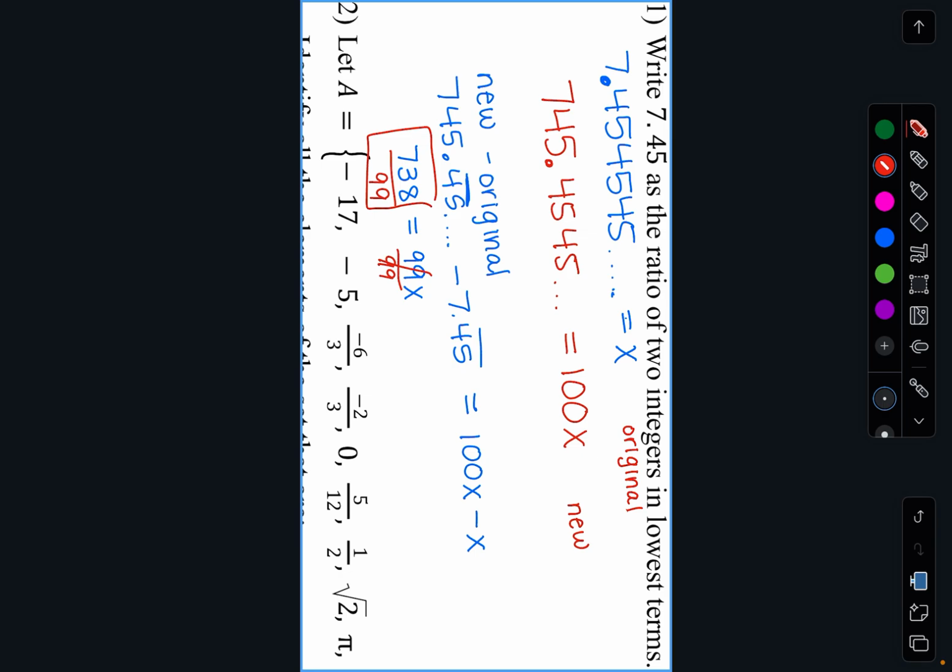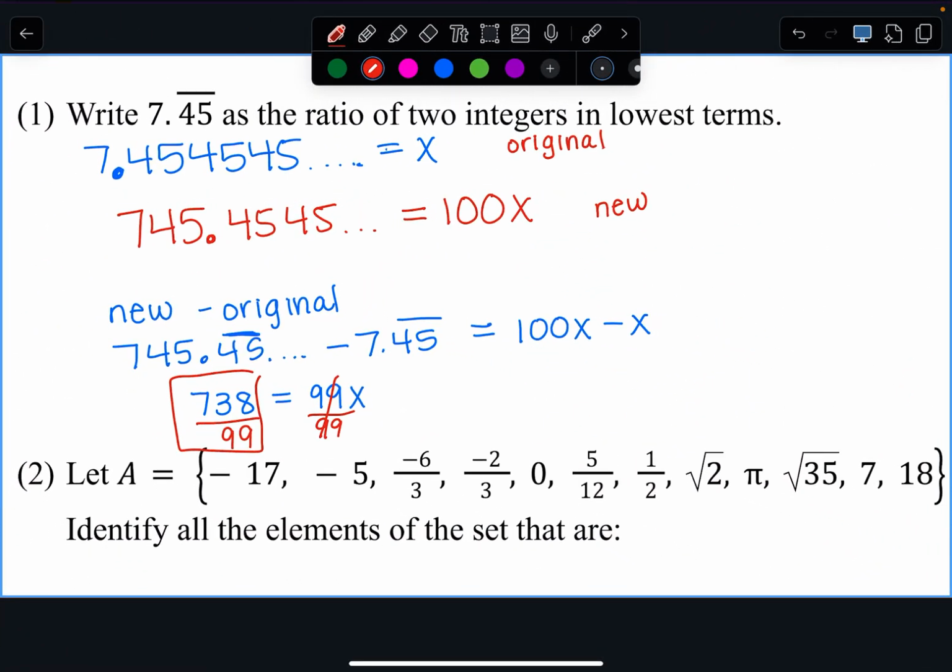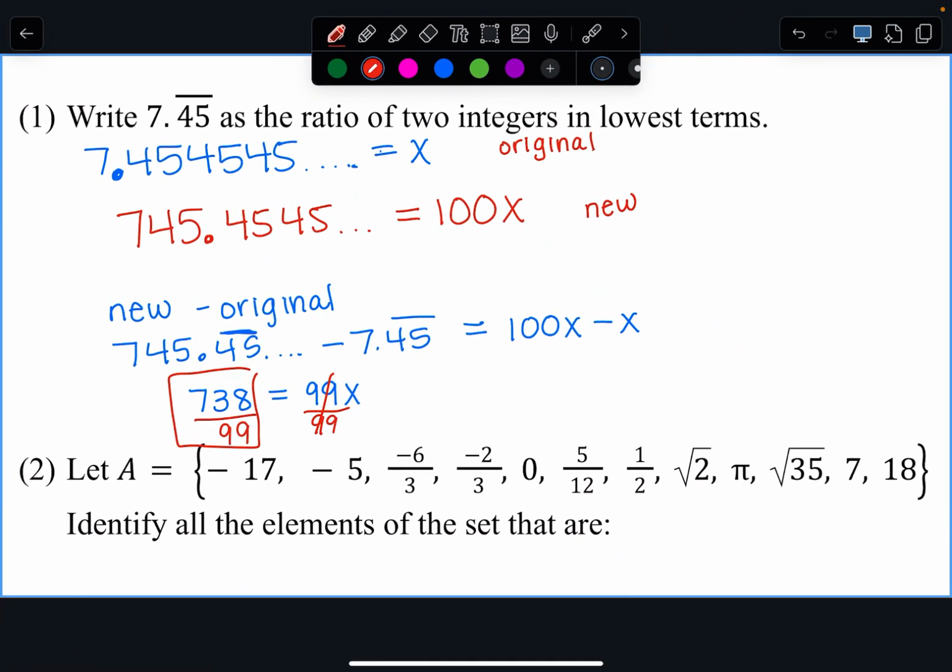What questions do you have about the first one? Okay. Anybody need a little bit more time to finish writing down? Okay, not a problem. If I'm going too quickly ever, just tell me to slow down.